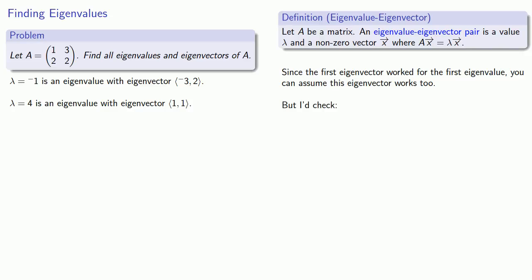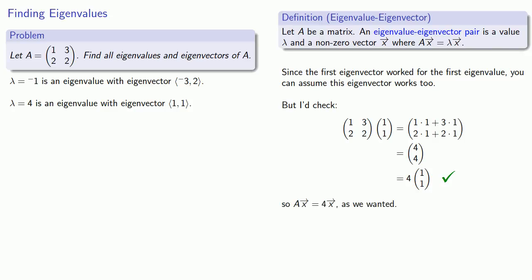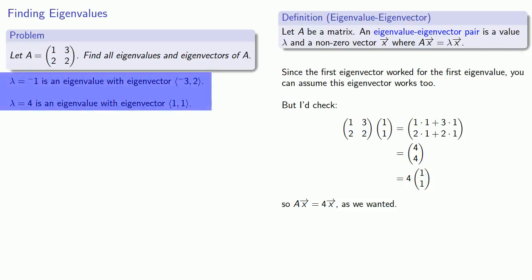So again, the matrix A applied to the vector 1, 1 should give us a scalar multiple of the vector 1, 1. In particular, it should give us 4 times the vector 1, 1. So we'll apply our matrix to the vector 1, 1, and we'll get the vector 4, 4, which is in fact 4 times our original vector as we wanted. And so now we have 2 eigenvalues and their corresponding eigenvectors.